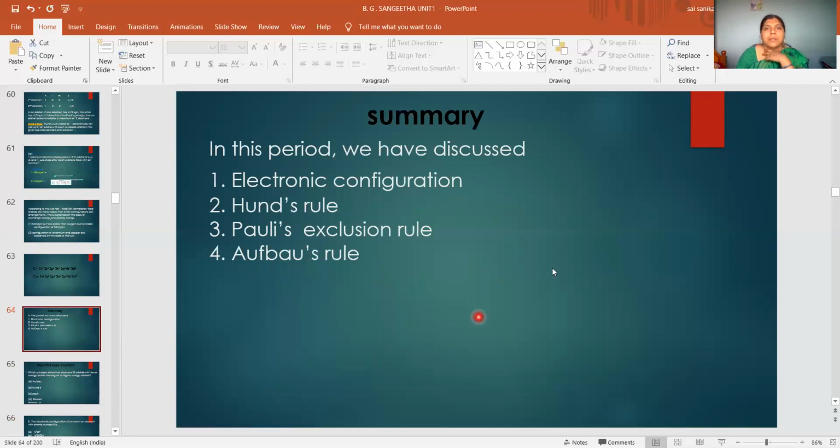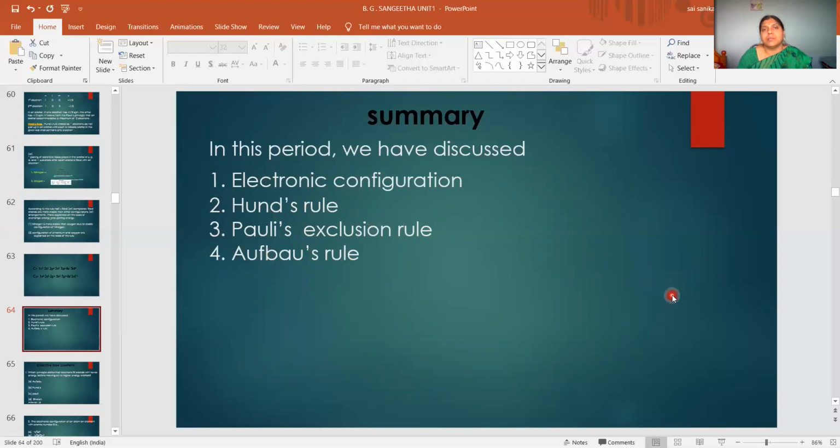Next, coming to the summary. In this period, we have discussed electronic configuration. What is meant by electronic configuration? And these three rules: Hund's rule, Pauli's exclusion rule, and Aufbau's rule. These three rules are very important for 1 mark, 3 marks, and maximum 5 marks questions. Write the statement means a 1 mark question. Write the statement of Hund's rule. Write the statement of Pauli's exclusion rule. Write the statement of Aufbau's rule.